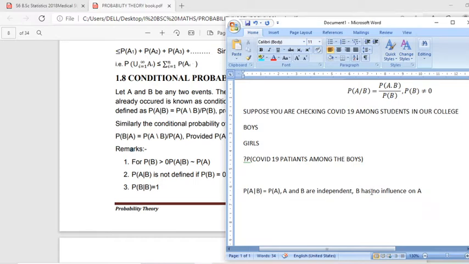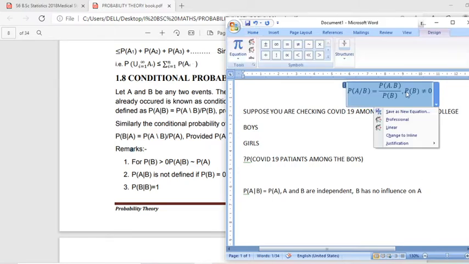So this is one property. And by definition, here we have the definition. So what is the probability of B given B?